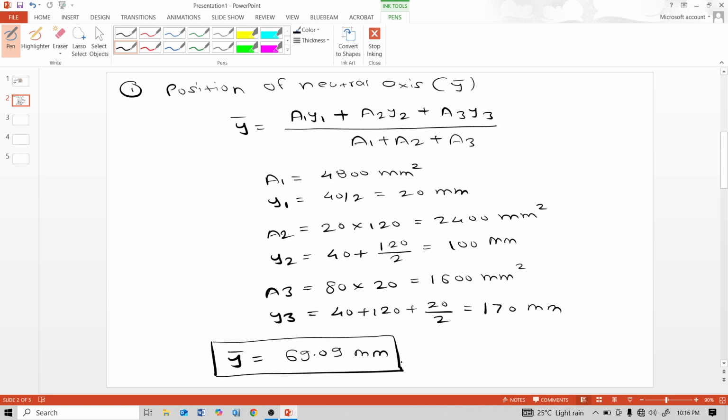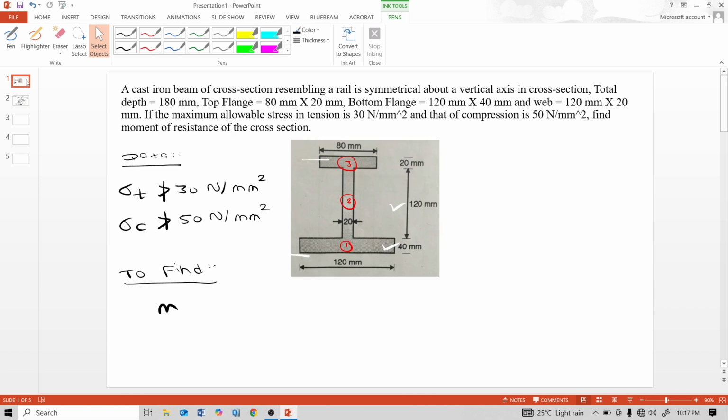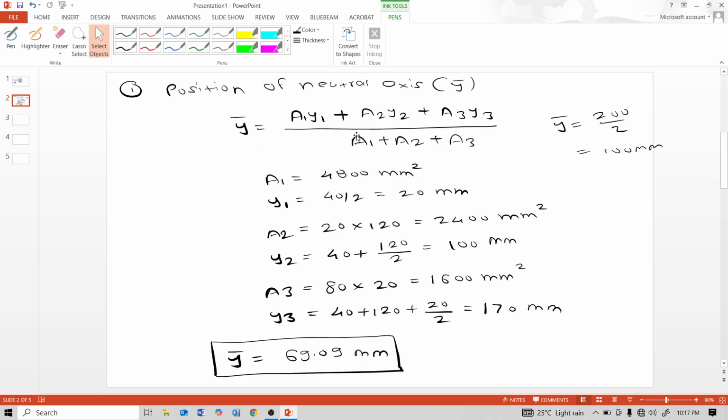In our previous numerical, remember we directly used 200 by 200 mm, a different solving methodology for the position of the neutral axis. Why did we use that methodology for the previous numerical? Because in the previous numerical the section is symmetrical about the x-axis, and in this numerical the section is not symmetrical about the x-axis. The upper side and the downward side of the x-axis are not symmetrical. That's why we use this y bar equation.